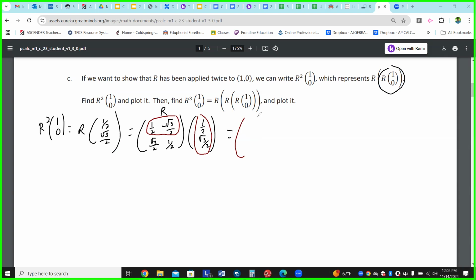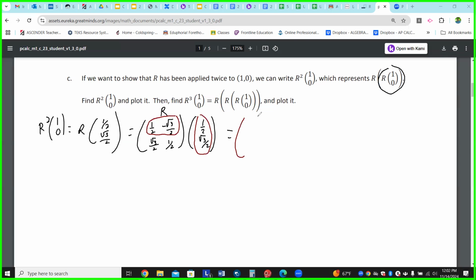Yep. Yeah, so we did R in part B, and we got this answer here. But I'm wanting to find out what R squared is. So now I've got to do R again by R. And it's going to give me my R squared, and then I'm going to do it again.